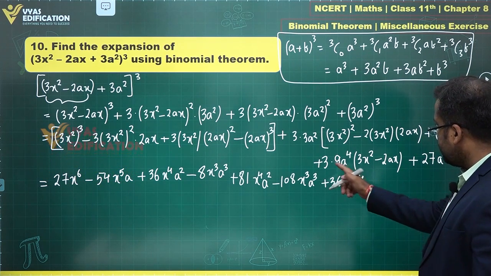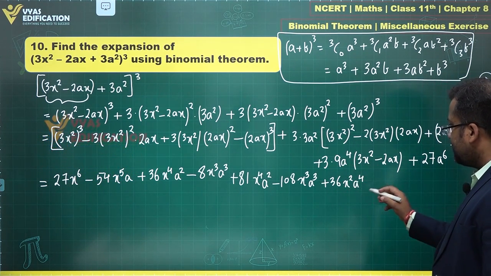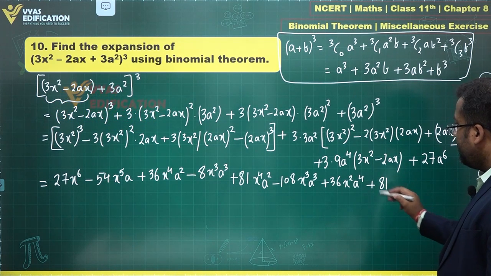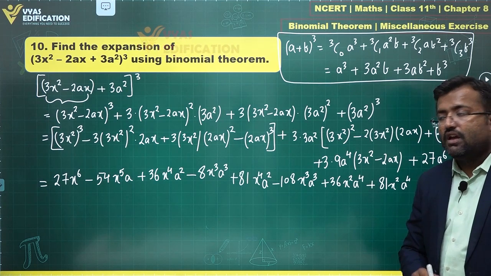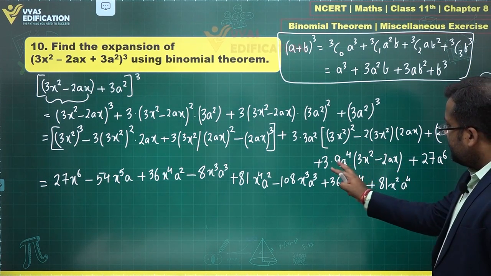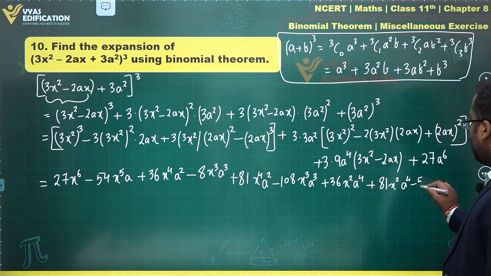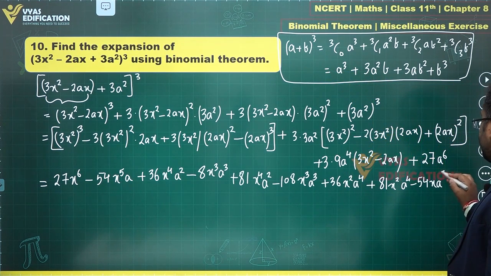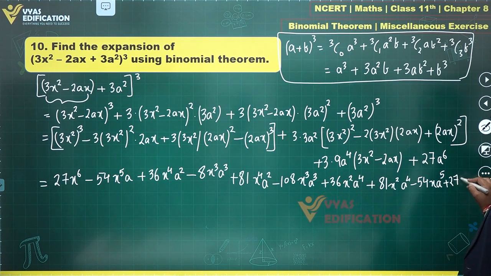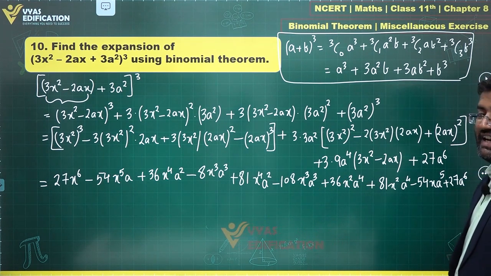What next? This term. This is 9 times 3 is 27 times 3 is 81 and you have x²a⁴ is what you have. This is a minus. This is 27 times 2 is 54. Okay, and you have a⁴ times a times x, that is xa⁵. Then you have 27 times a⁶ is what you have at the end.